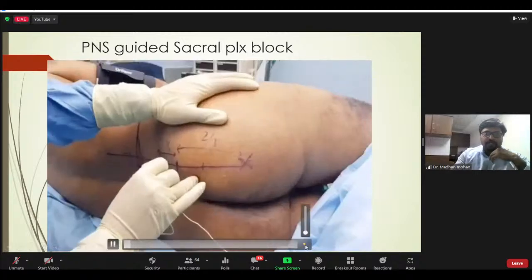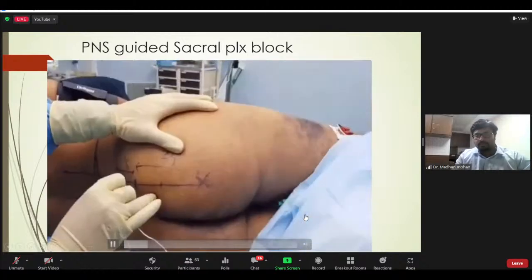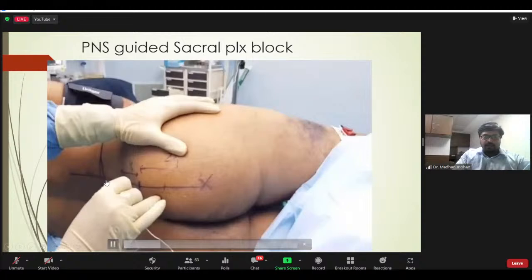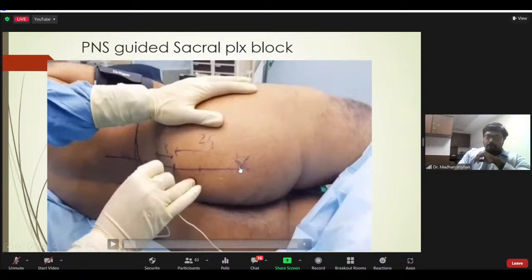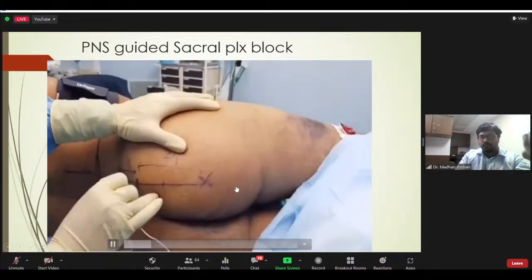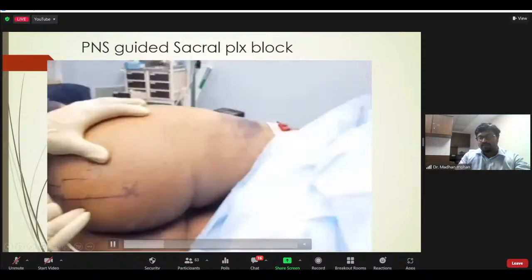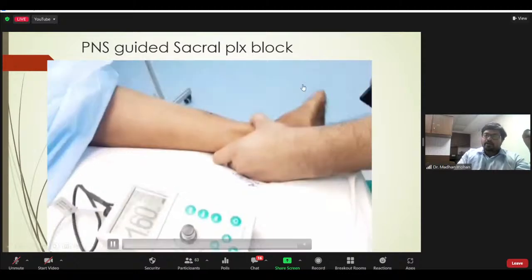So we have marked the ischial tuberosity and we have marked the posterior superior iliac spine and we have divided, and the 6 centimeter mark has been kept and we started injecting the needle. Once you enter, initially you'll get the gluteus maximus contraction due to the local stimulus of the current. As you move further inwards, you will get the foot responses.